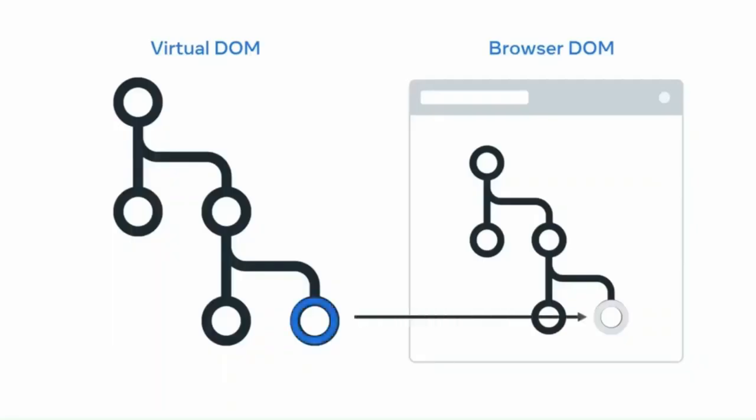Let me explain how it works. React checks to see if the HTML components in the virtual DOM match the browser DOM. If a change is required, the browser DOM is updated. If nothing has changed, then no update is performed. This process is called reconciliation.